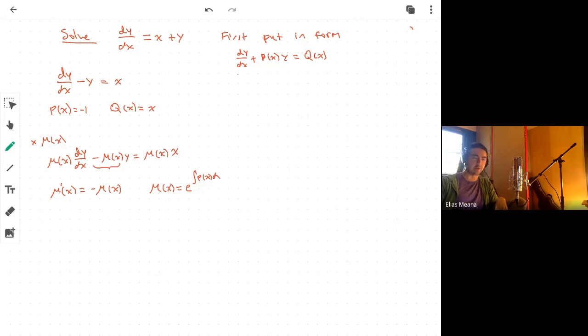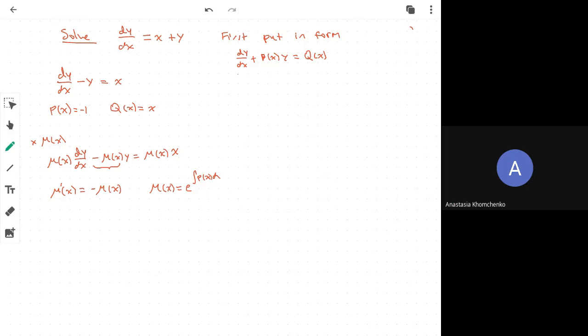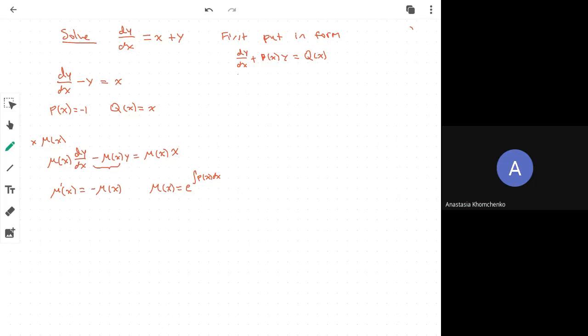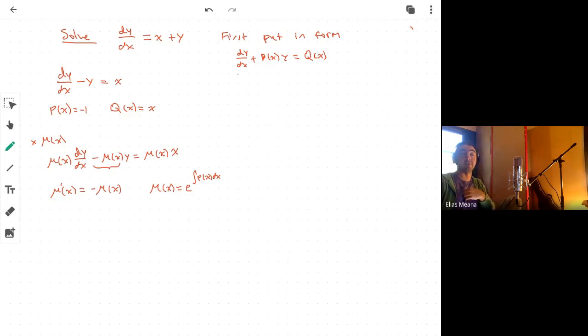Do you guys want me to repeat how that's true? Or is that okay? Could you just repeat what mu of x is? We don't know right now. We're about to find it. Right? But we're multiplying by some function that's going to hopefully allow us to get product rule on the left-hand side, right? That's what mu is. It's called an integrating factor for that reason.